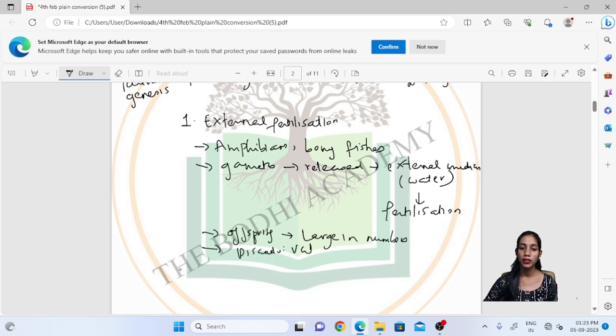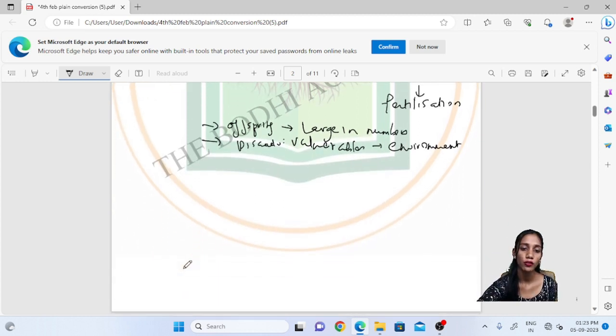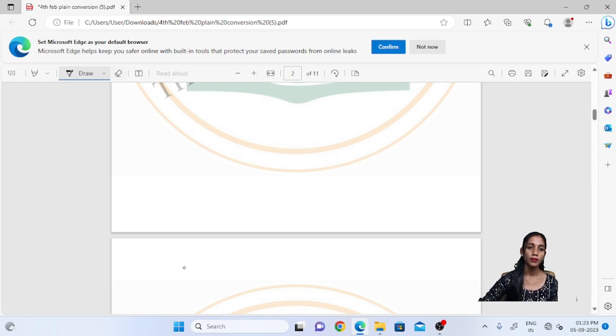They are vulnerable to the effects of the environment. The large number of offspring are produced mainly because much of the number of the offspring is vulnerable to the effects of the environment, and it can lead to the death of most of the offspring. So this is one of the disadvantages of external fertilization. So this is one kind of fertilization. Now the second one: the opposite of external is internal fertilization.